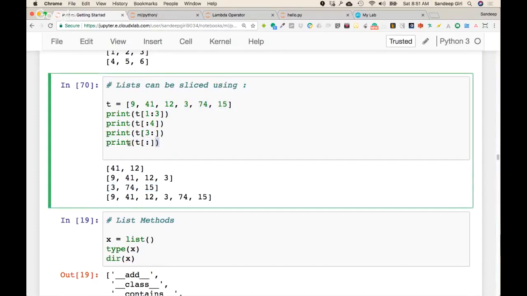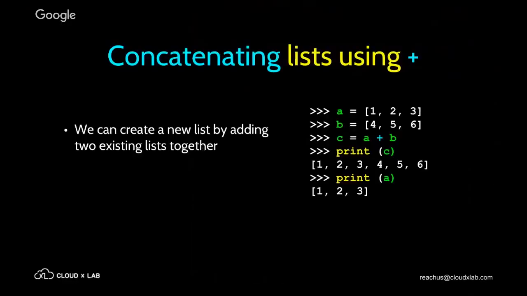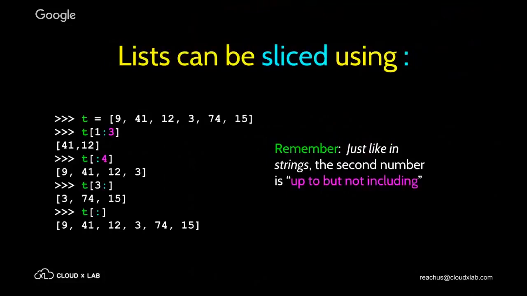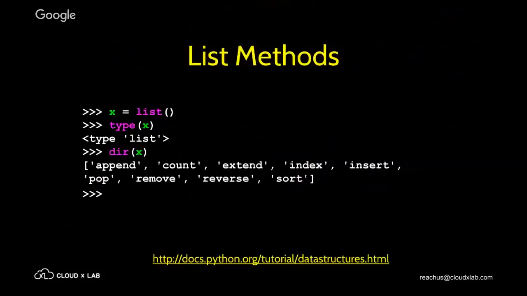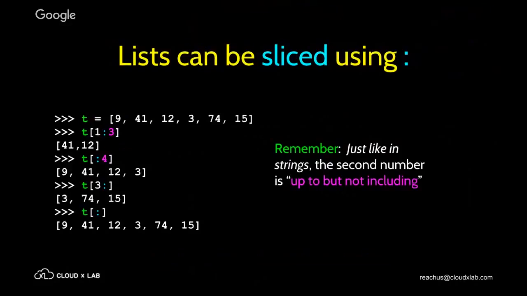And then this means everything. This means everything, right? So this is how the indexing of a list can be sliced using colon. The second number is basically up to but not including.